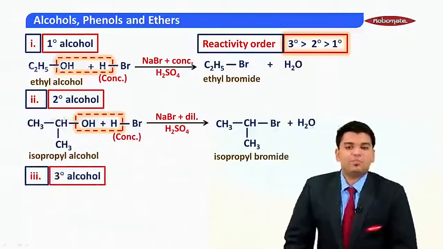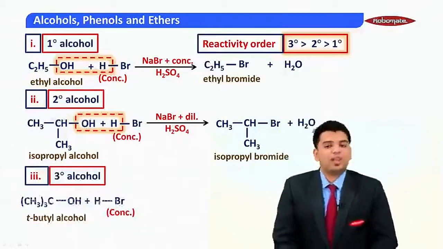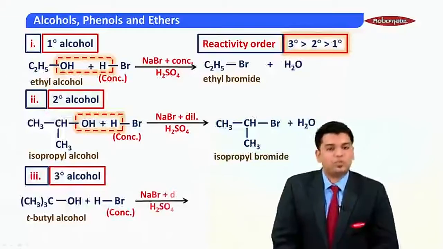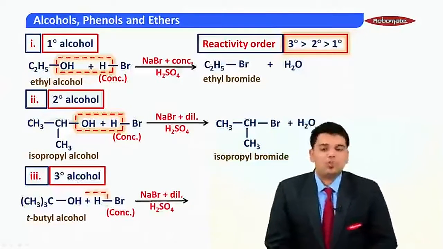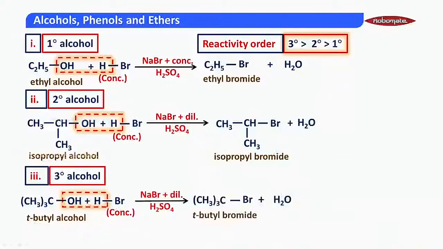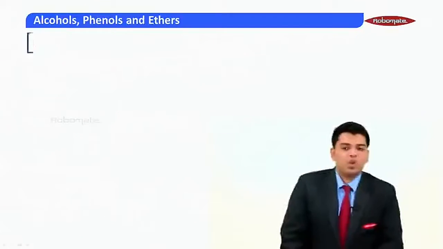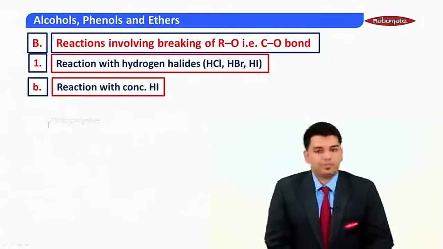Next, and the last example in this category, is 3 degree alcohol. When tertiary butyl alcohol reacts with conc HBr in the presence of again NaBr and dilute H2SO4, a water molecule is eliminated with the production of tertiary butyl bromide. So this was about the reaction with conc HBr. Moving ahead, let us have a look at the reaction with conc HI.